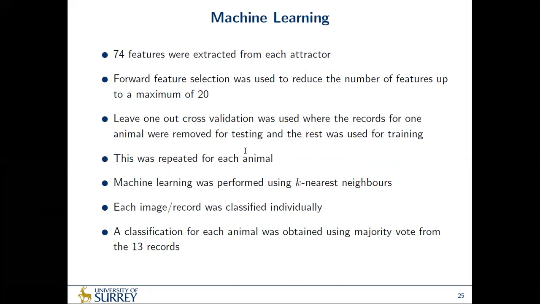For the machine learning, we used k nearest neighbors. We did also use SVM, which gave similar results, not quite as good. Now, obviously, we've got 13 records per animal, and so we're classifying each record individually. And to get a classification for the animal, we're going to use a majority vote from those 13 records.